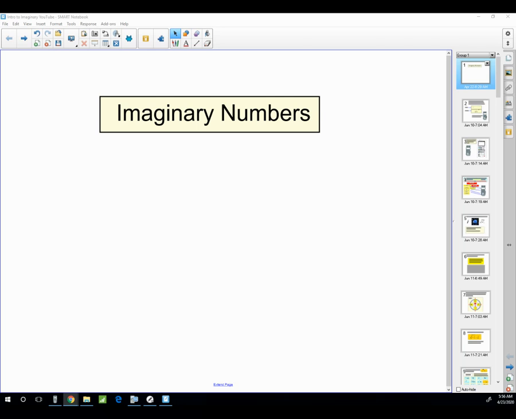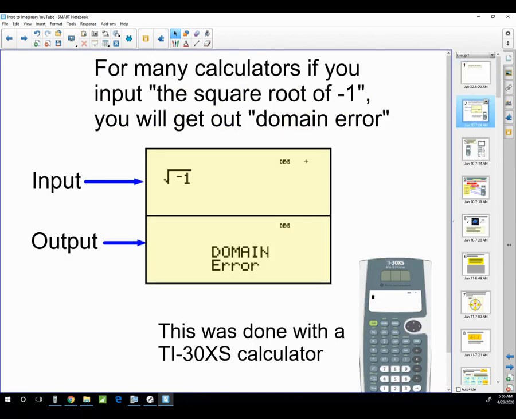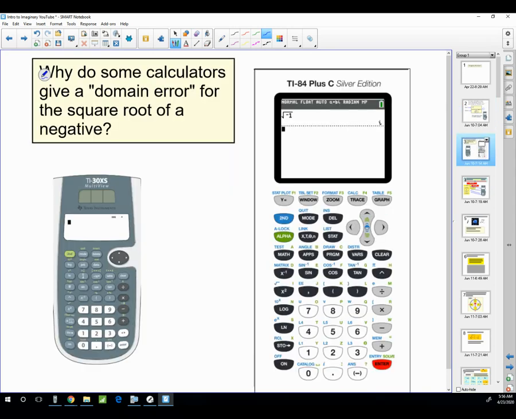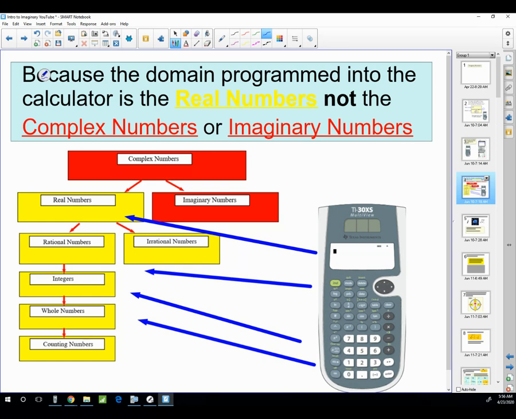You should know that in your calculator, if you were to type the square root of a negative number, you would get a domain error. Well, that's just maddening. But all calculators aren't like that. There are some calculators where you take the square root of a negative number and you get the answer, not a domain error. That's just sad. Some calculators' domain is the complex numbers, and some calculators, like this one, is the real numbers.